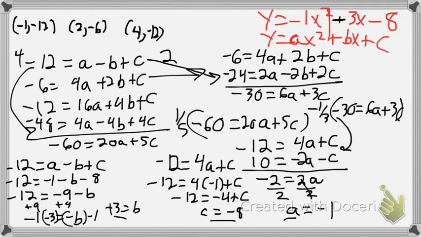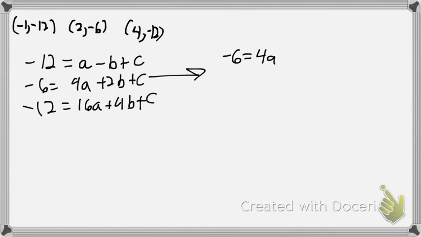This one's a little bit trickier, so I'm actually going to go back and do this. Notice what I did here: because I have that negative b there, I decided to get rid of my b's first. So I'm going to multiply my top equation by 2 and add it to my middle equation.